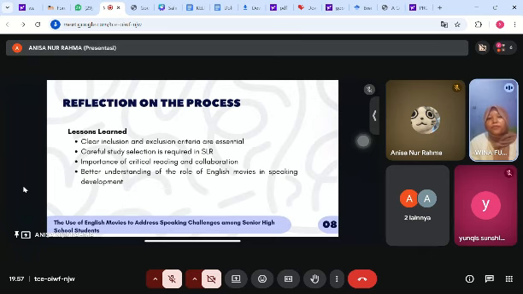Overall, this review provides a clearer understanding of how English movies can support students' speaking development, particularly in improving vocabulary, pronunciation, fluency, and confidence.